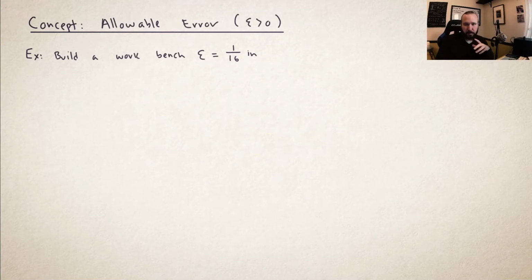I'm going to talk today about epsilon delta proofs, and I'd like to start by introducing the concept of allowable error. And we usually use the letter epsilon to represent this allowable error.